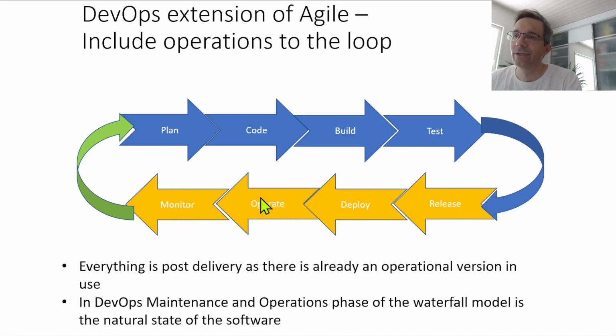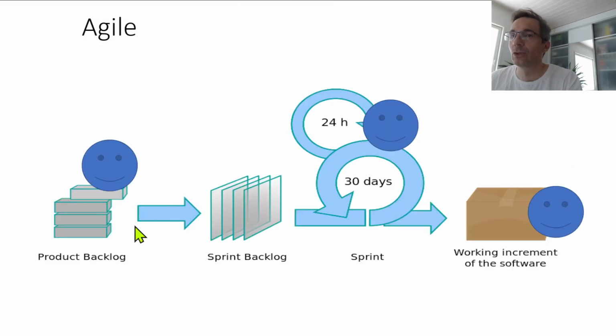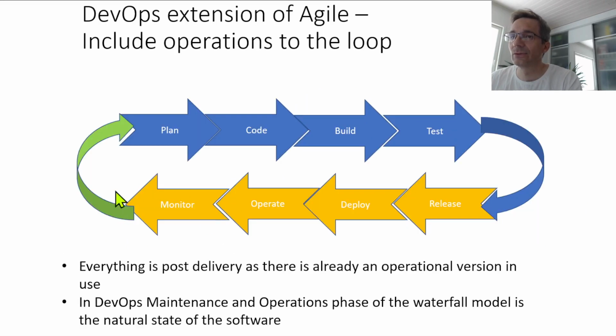And this monitoring and operations information actually informs the next release. So whatever becomes the plan, this monitoring feedback is also taken into account. So it is not only the product backlog that matters, but also the monitoring results dictate what happens in this planning phase. In the DevOps model, everything is sort of post-delivery, everything is in a maintenance phase, as there already is an operational version in use. In DevOps, the maintenance and operations phase of the waterfall model is the natural state of the software.